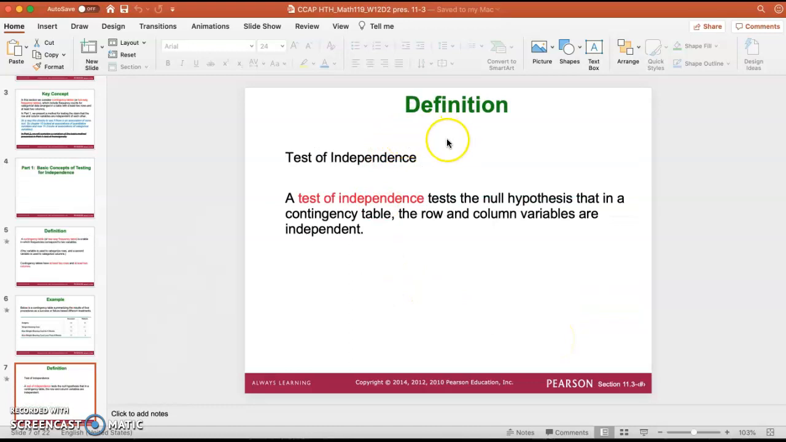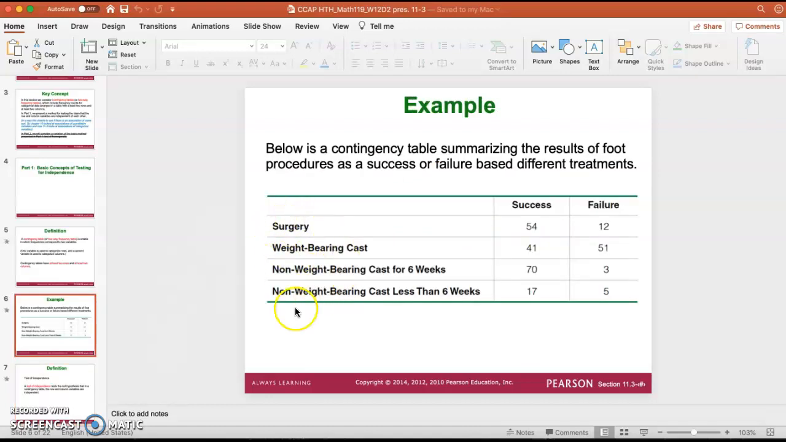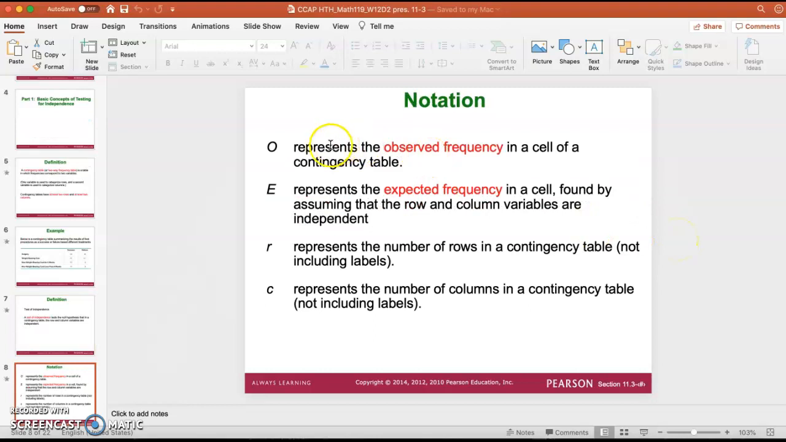What we're going to use in this section is called a test of independence. A test of independence tests the null hypothesis that in a contingency table, the row and column variables are independent. In this case, we see if the treatment and the success are independent of each other or not. For the notation, capital O still represents our observed frequencies in the contingency tables, and capital E still represents expected frequencies. Now we start using a lowercase r to represent the number of rows in the contingency table, and lowercase c to represent the number of columns.